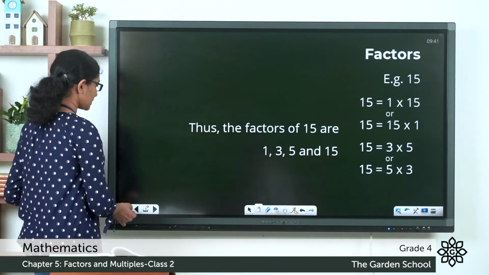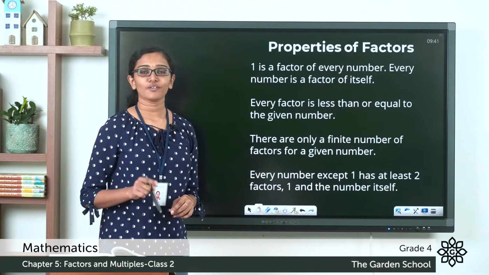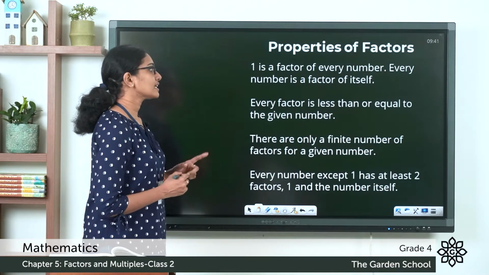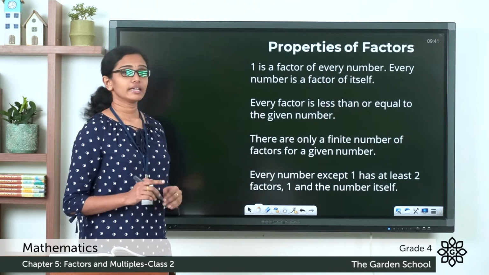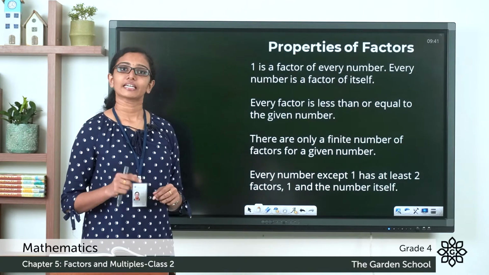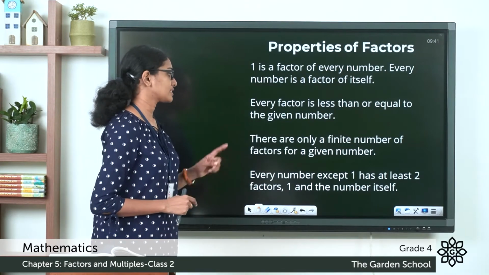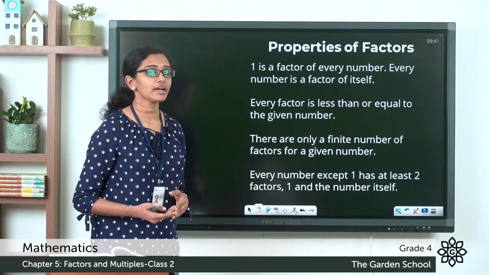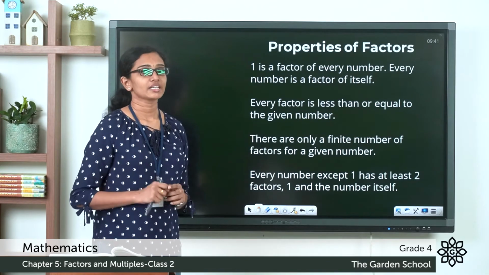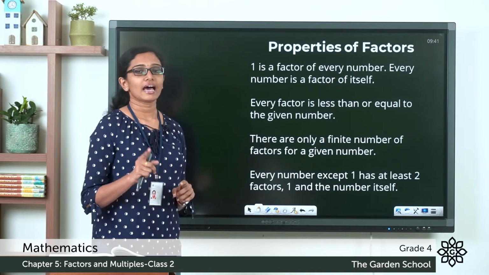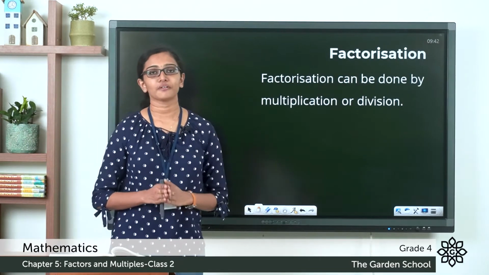So let's look at the properties. 1 is a factor of every number, and every number is a factor of itself. And every factor is less than or equal to the given number. Now, there are only a finite number of factors for a given number, and every number except 1 has at least 2 factors, 1 and the number itself. What about 1? 1 has only one factor, 1 itself, right? But all the other numbers have at least 2 factors, the number 1 and the number itself. Now, let's talk about factorization.